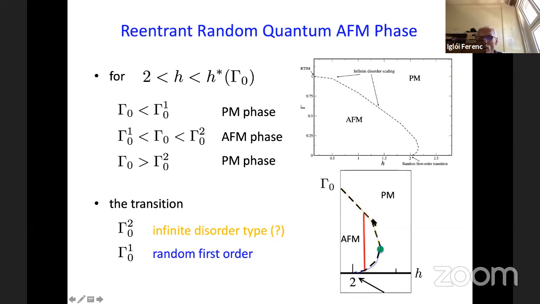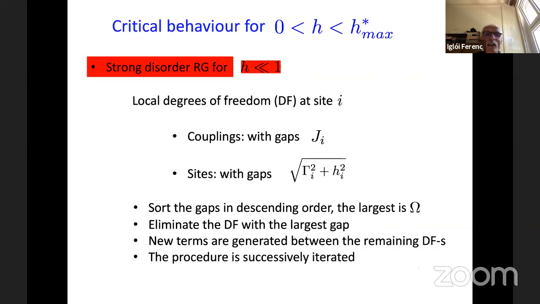The phase transition upwards is expected. It is not sure, but continuing the previous fixed point, it could be of infinite disorder type, and below it is random first order. Okay, so this is the phase diagram. And one might ask the question: what about the phase transition behavior in between?